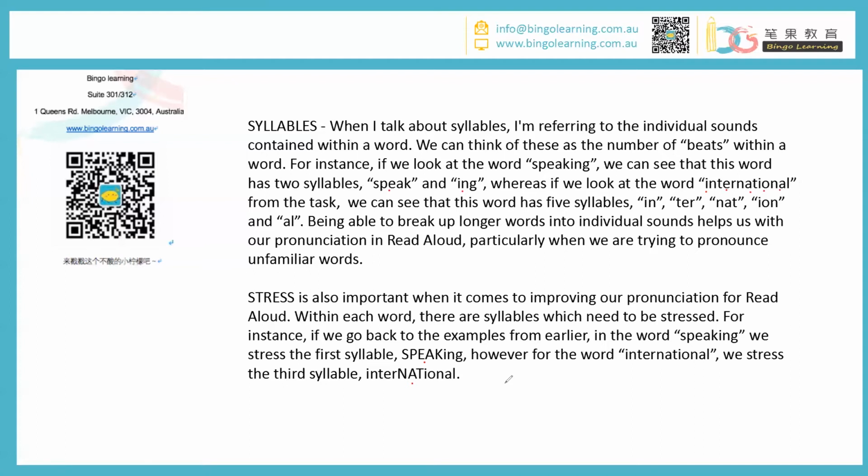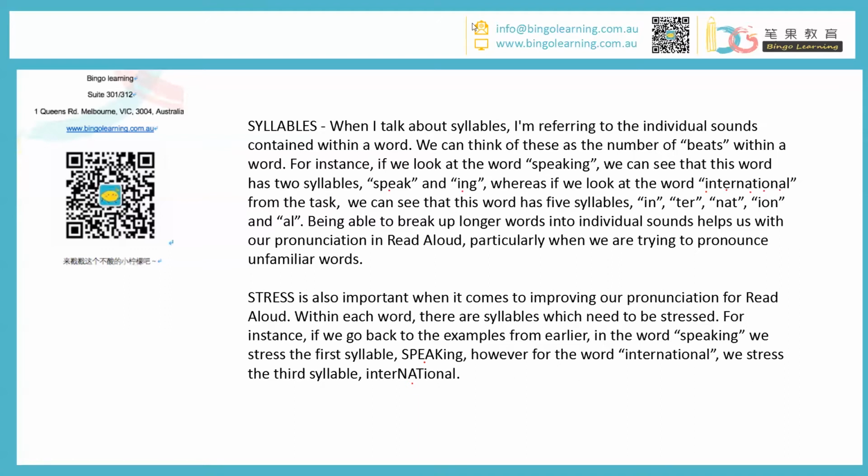Within a sentence, there are certain words entirely that we will stress or emphasize, but stress can also work within the word. So there are always certain syllables that we should be stressing within the word, and this is really crucial to how well the computer is going to understand what you're saying and the overall oral fluency mark that you're going to receive for your Read Aloud task.